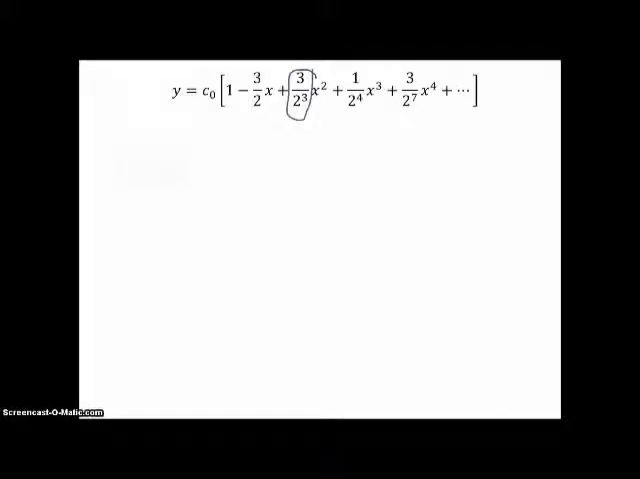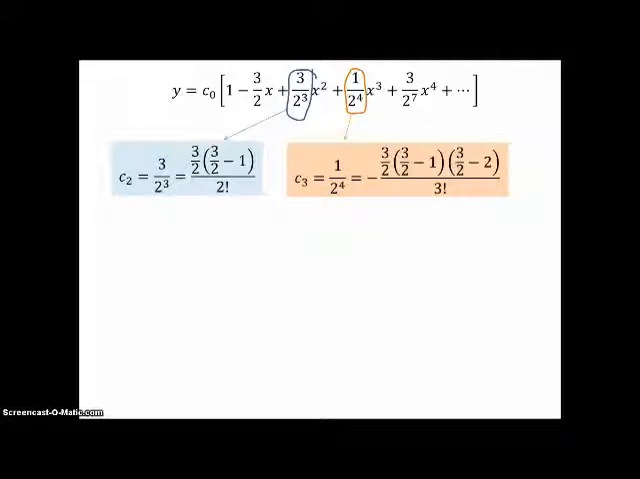Let's look at them again. We can rewrite this one, the numerator, as 3 halves times 3 halves minus 1 over 2 factorial. And that's equivalent. And this one can be rewritten as 3 halves times 3 halves minus 1 times 3 halves minus 2 with a negative in the front over 3 factorial, believe it or not. And so this is actually the binomial series for C0 times 1 minus x to the 3 halves.